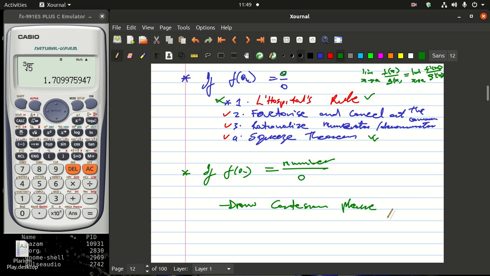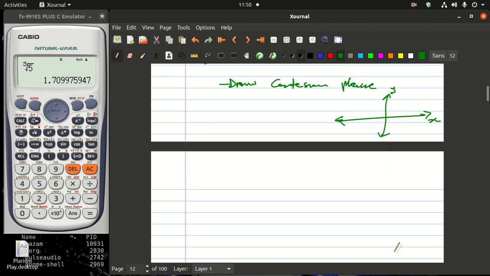So you first draw your Cartesian plane. This is going to be the y axis, this is going to be the x axis. And then the second thing you do is draw a vertical dotted line at x is equal to a. So if our a is here, you draw a vertical dotted line at a.